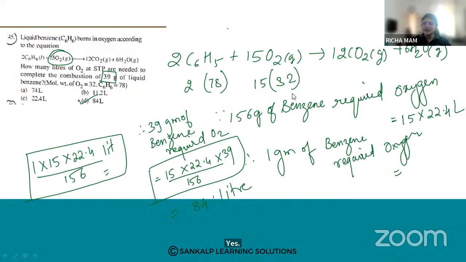So like this you have to relate. From the equation, we have got all these things. Since for 156 grams of benzene we require this much, for 1 gram, how much? They have asked for 39 grams, so we multiplied by 39 and got 84 liters. So option D. Everybody else is also getting the same answer. Let us proceed further.